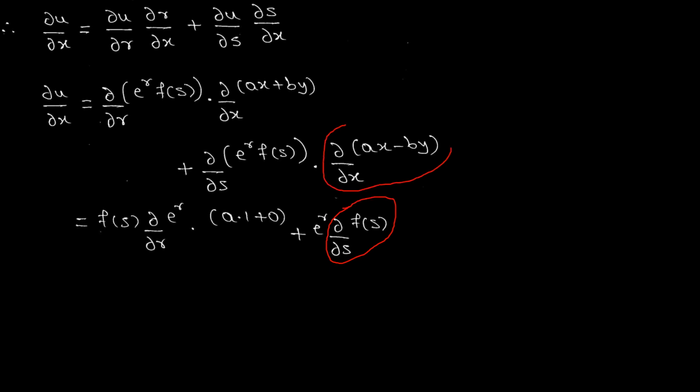Let us differentiate this partially with respect to x now. A is a constant, as it is. Differentiation of x with respect to x goes to 1, and derivative of by, which is a constant, will be 0. Minus 0 we write here. Let us rewrite these by differentiating this and this.